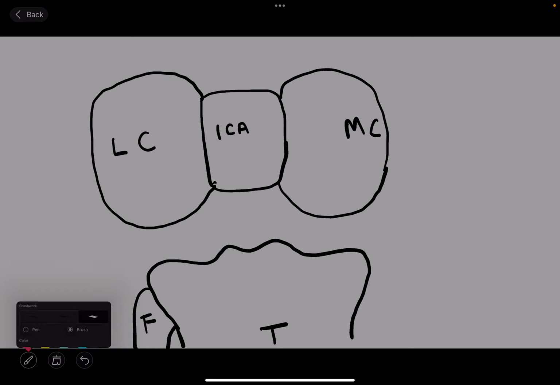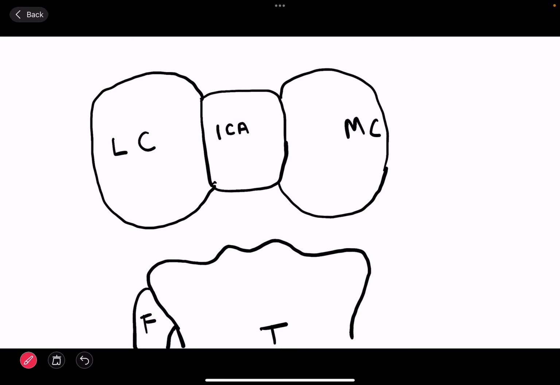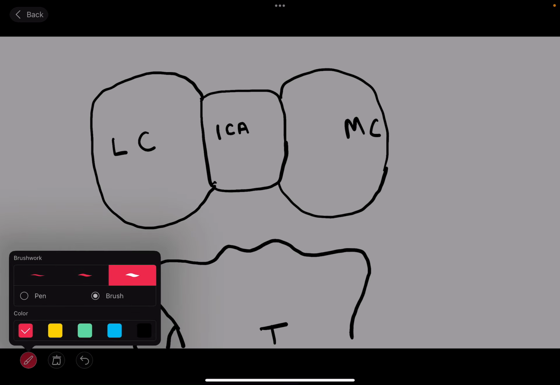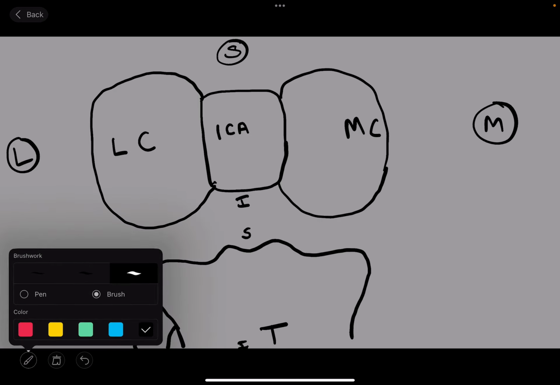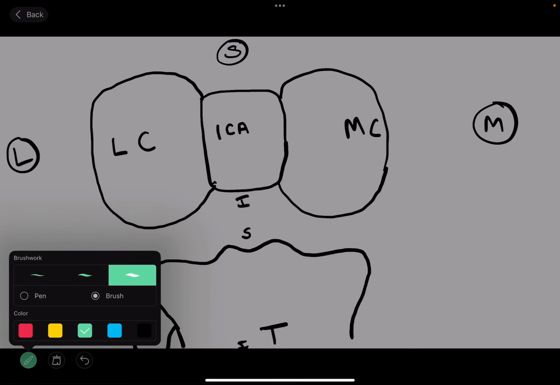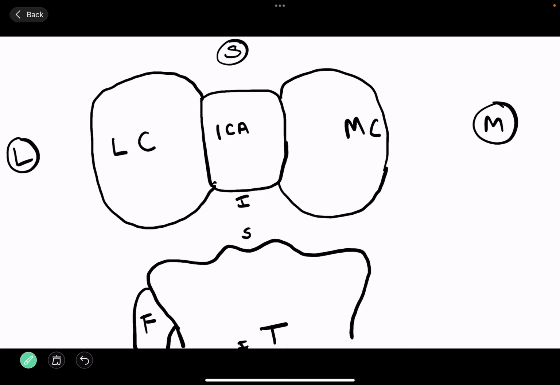Now when you look at the intercondylar area, this is medial, this is lateral. Obviously this is superior. So this is inferior for the femur, this is superior for the tibia, and this is inferior for the tibia. Now I'm going to tell you the walls of the intercondylar area.